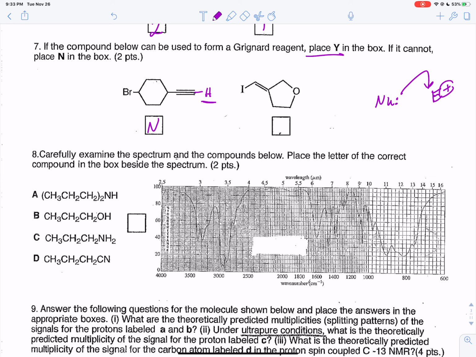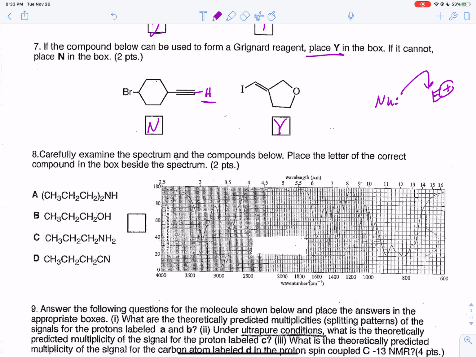Now, let's look at the other one, right? So we have the halogen, not fluorine, we're good. And in addition to that, do we have a site on this molecule that is electrophilic enough for a Grignard to attack? No, exactly. So our answer for this is perfectly good. We can use it to form a Grignard.